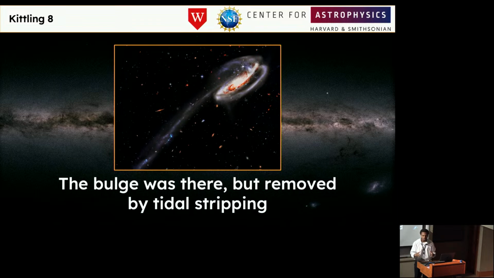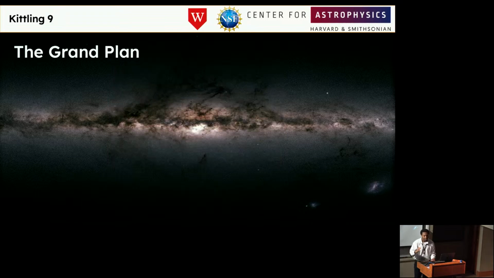Tidal stripping occurs when we have a large galaxy and a small galaxy. As a small galaxy orbits a large galaxy, the tidal forces exerted by that large galaxy tend to strip the stars from the smaller galaxy. So as the galaxy orbits, it leaves behind this stream of stars that we call a tidal or stellar stream. So we believe that this is what happened, and we have a grand plan. We have a mission for how we can test this theory.